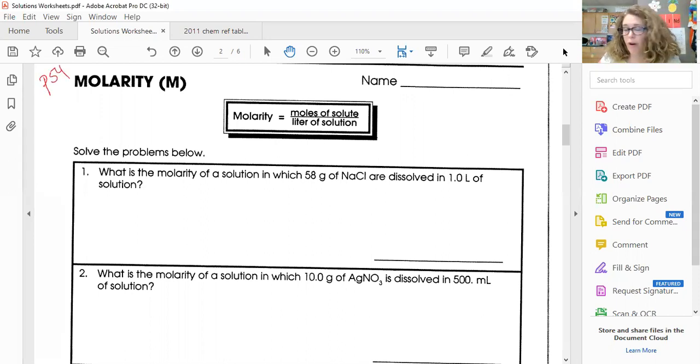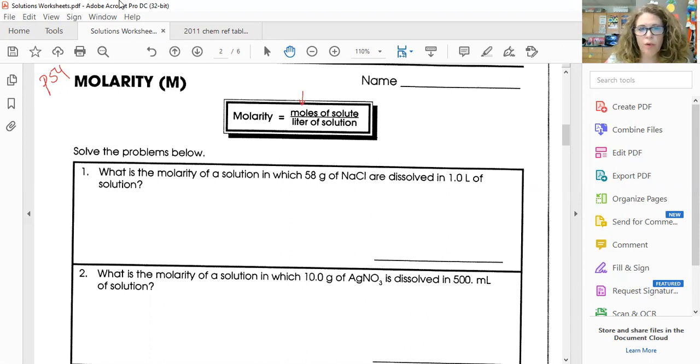You're going to need your reference tables because we have our formula for molarity on your reference tables. And we're also going to need your periodic table because we're going to be reviewing some mole calculations, and we're going to have to calculate gram formula mass because we're going to need to calculate the moles, right? So that's going to connect us back to one of our previous units where we talked about moles.